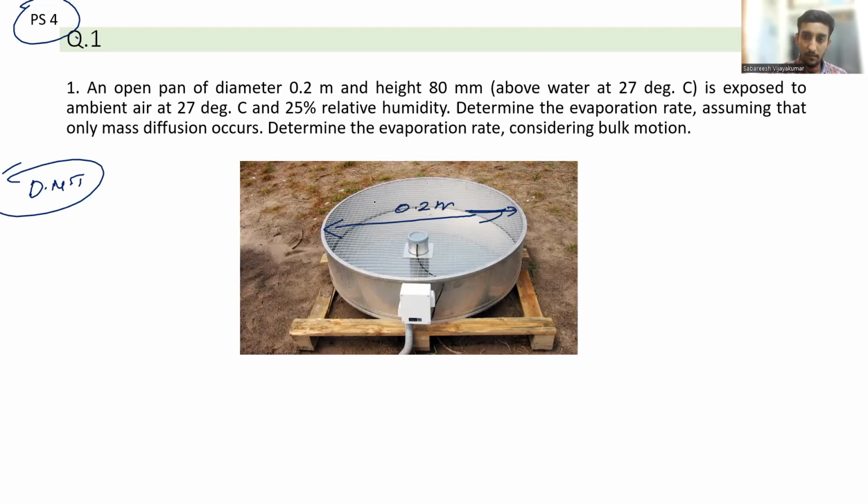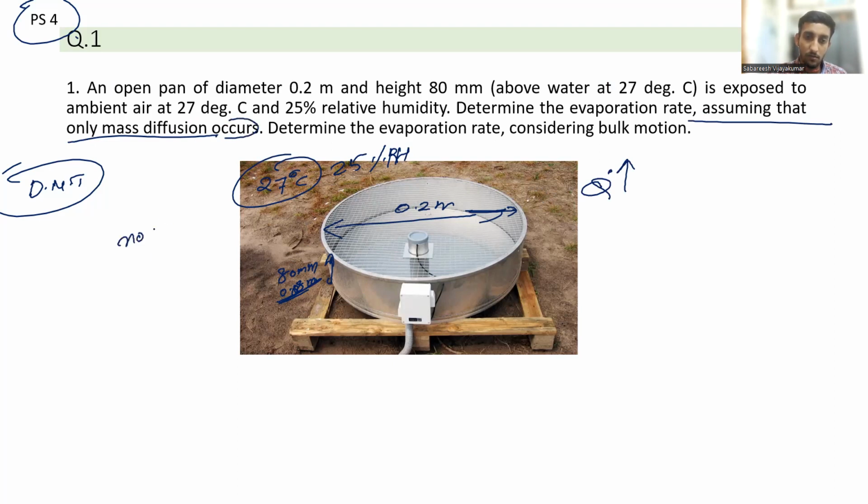And at height 80 mm, there is water. 80 mm is how much? 0.8 meter, right? Or 0.08. Okay, 0.08. So that much water is exposed to ambient air at 27 degrees Celsius, and the ambient air is 25% RH. The question is, determine the evaporation rate, assuming that only mass diffusion occurs.